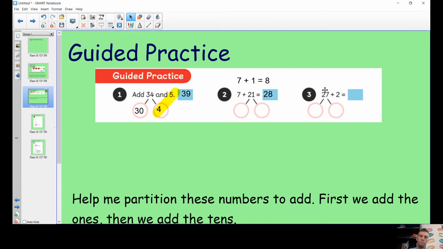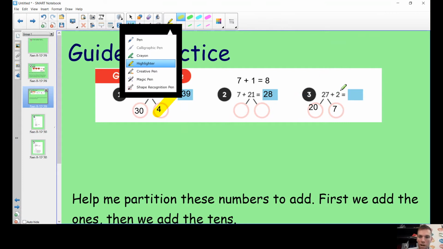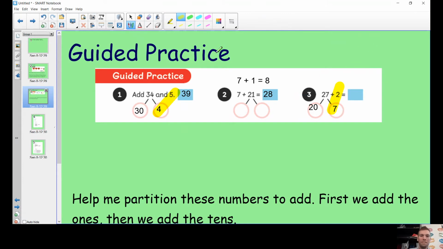So here's our last one. 27 add 2. I know 7 and 2. 7 and 2, shout it out to me. 9 and my 20. This makes 29. If I wanted to use my part-whole model, I've got 20 and I've got 7. Then I've got my 2 to add on. Let me just get my highlighter. There we are. My 7 and 2 makes my 9 and my 20 makes my 29 all together. So this is the kind of thing we are going to do today.